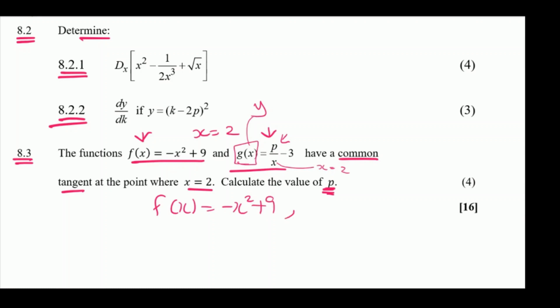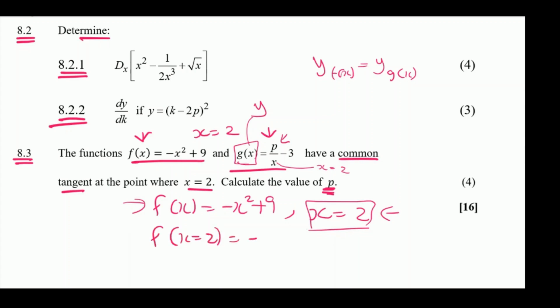We want to find the y value. So we know that x equals 2, right? Why am I substituting this in this f of x? Because the tangent passes through f of x and g of x. So the y value of f of x is the same as the y value of g of x, right? Cool. So let's substitute x equals 2 inside the f of x, right?